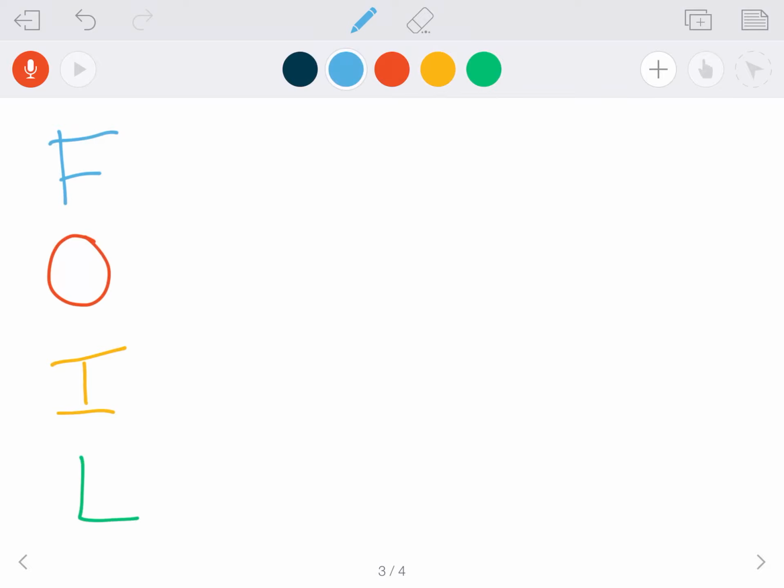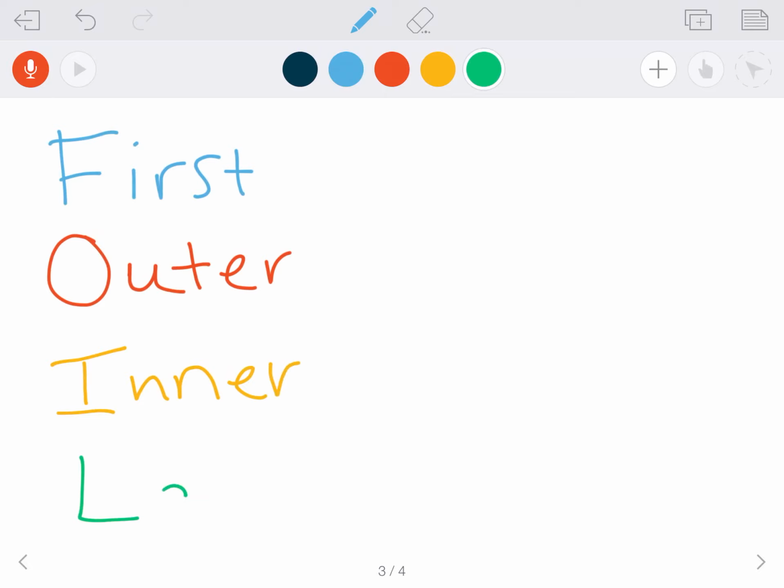The F in FOIL will stand for first, as in the first term of each, usually binomial, expression. The O will stand for the outer terms within each expression. The I will stand for the inner terms of each expression, and finally the L will stand for the last terms of each binomial expression. So let's do an example using FOIL.